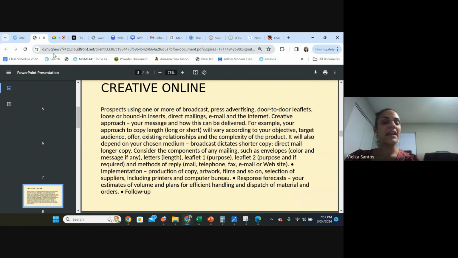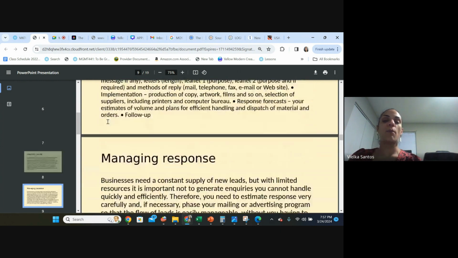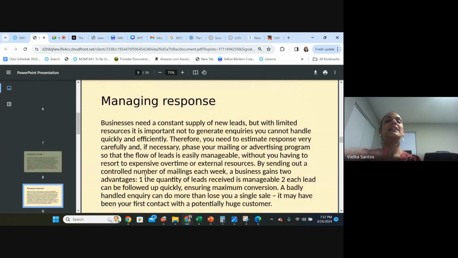Selection of suppliers, including printers, computer bureau, response forecasts, your estimates of volume and plans for efficient handling and dispatch of material, orders, follow up. That is the creativity that we put in this sector, in creating communication with your audience, managing response.